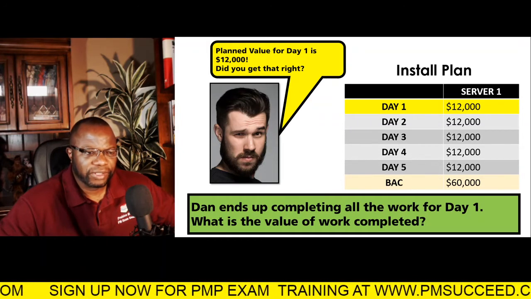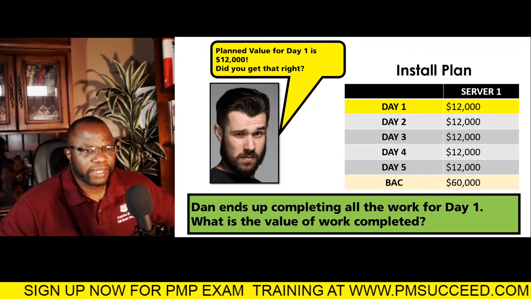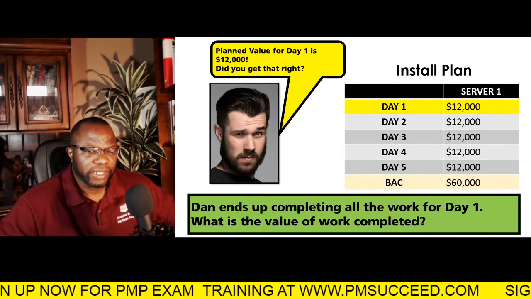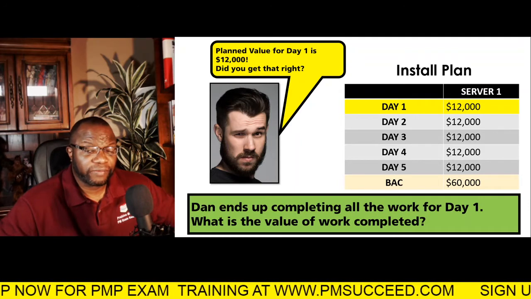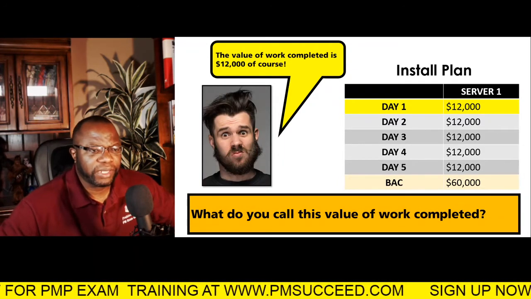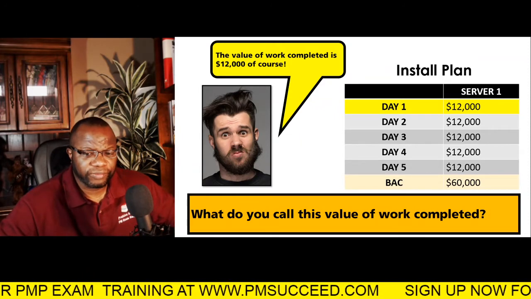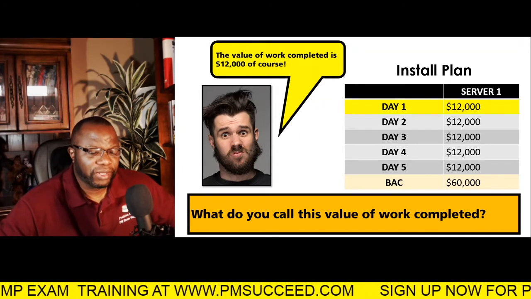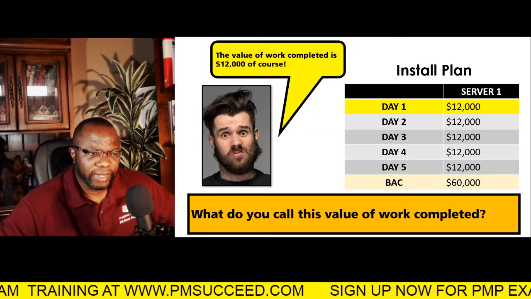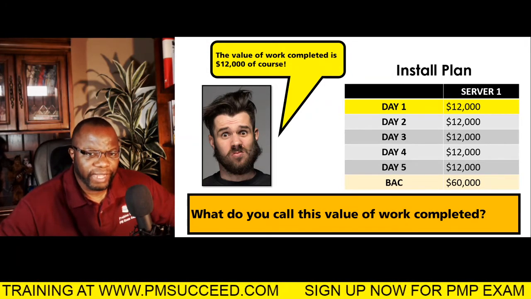So again, you need to be able to take this and say, all right, 100% of the work for day one is 100% of $12,000. So the value of work completed for day one is $12,000, of course. And what do you call this value of work completed?